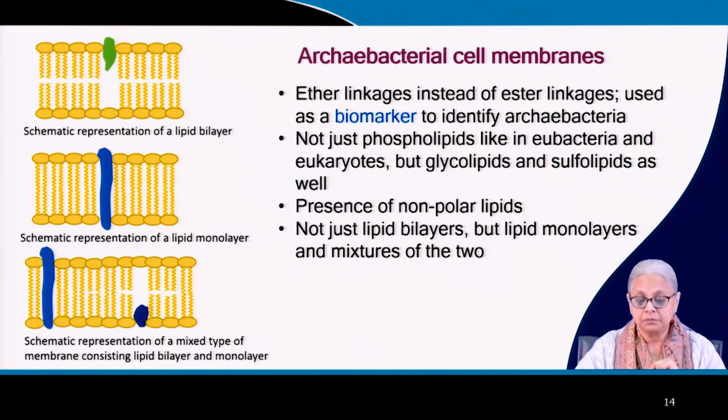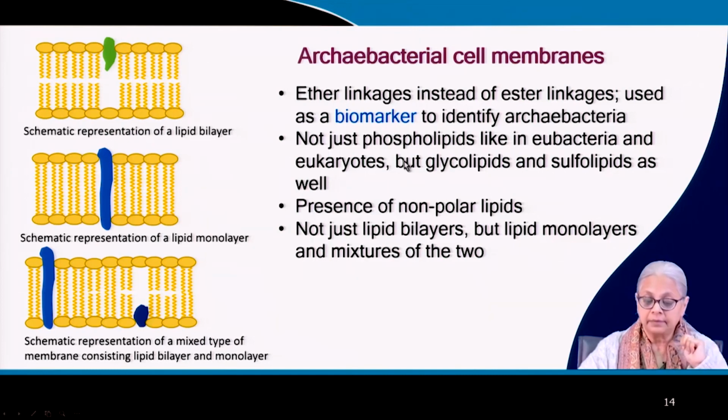Another point mentioned here is that modern bacteria as well as eukaryotes have only phospholipids, and it's the archaeobacteria that may have phospholipids, glycolipids and sulfolipids. So, again we see that whole evolutionary tangent. And then we have the presence of non-polar lipids, and another difference is that you have lipid bilayers, monolayers and mixtures, which you don't see in modern bacteria.